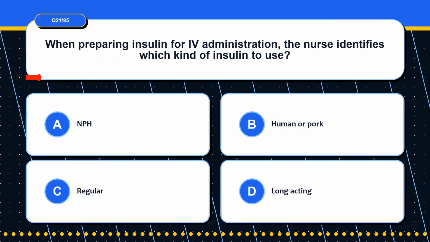Question 21. When preparing insulin for IV administration, the nurse identifies which kind of insulin to use. Here are the options. Option A, NPH. Option B, human or pork. Option C, regular. Option D, long-acting.